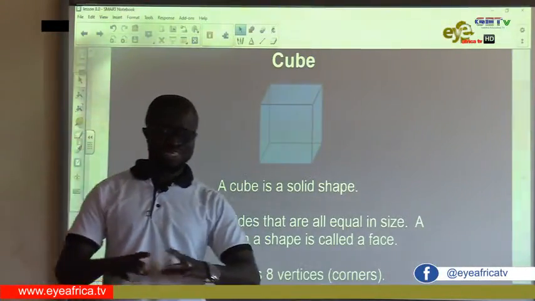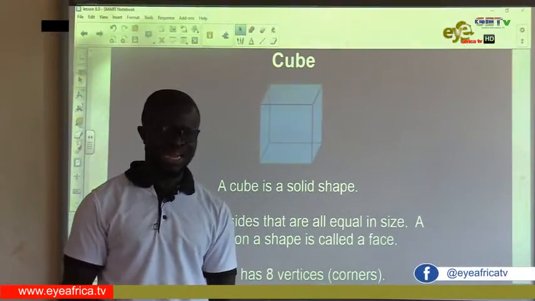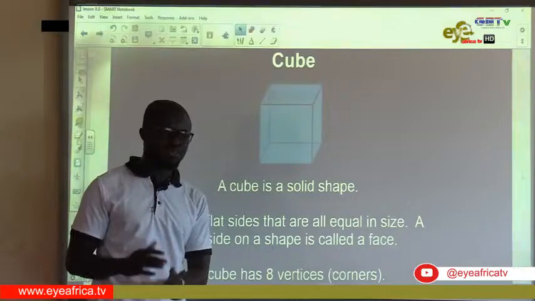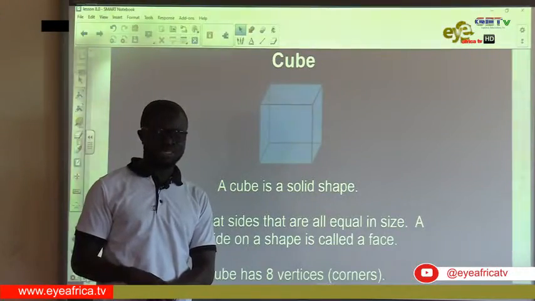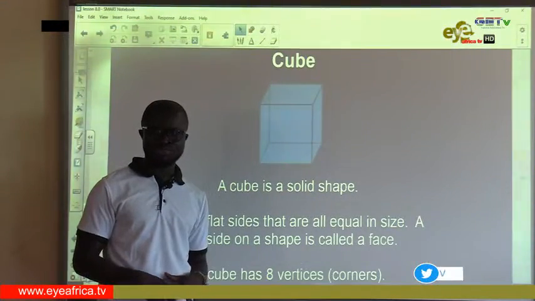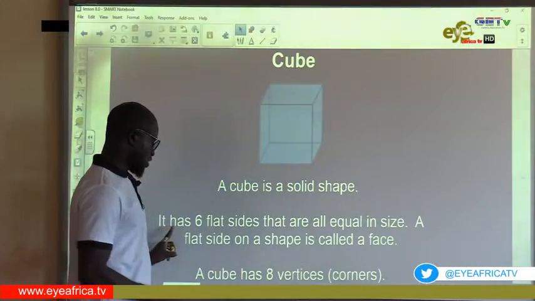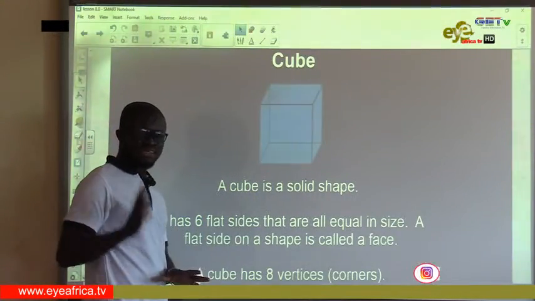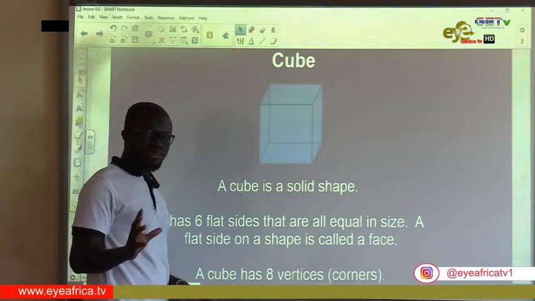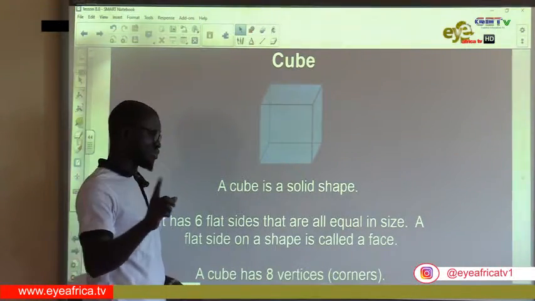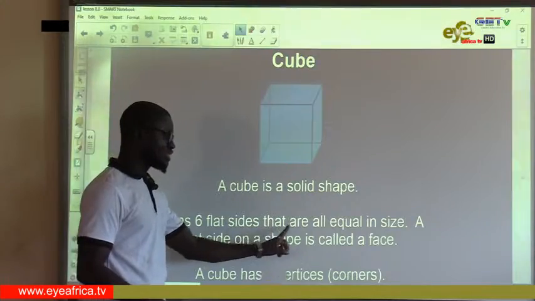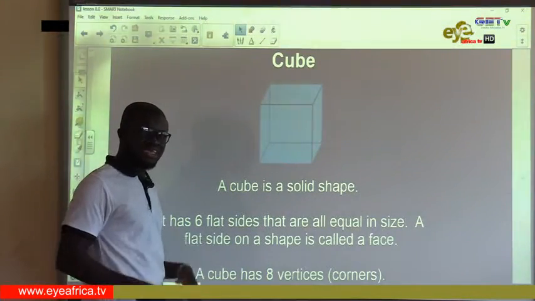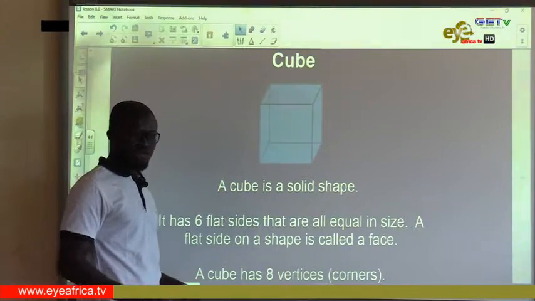Now here we are trying to describe what the cube is like. Let's discuss what is on the screen, and we can confirm it from the object itself and see whether what is said about the cube is true or false. We are told that it has 6 flat sides. We'll investigate to tell true or false. The sides are all equal. I repeat, the sides of the cube are all equal.